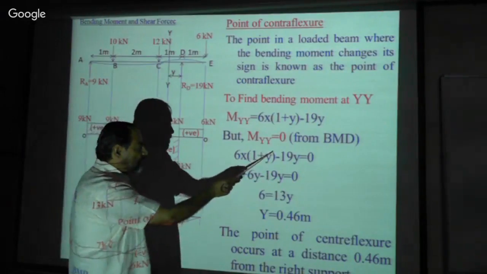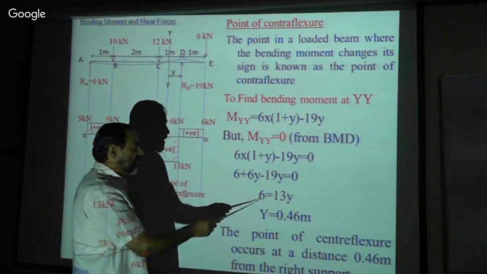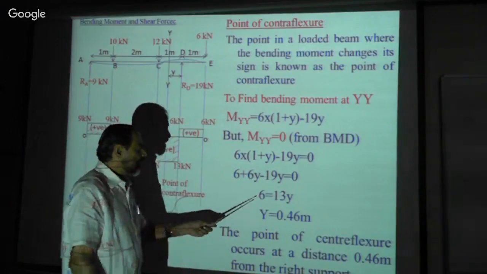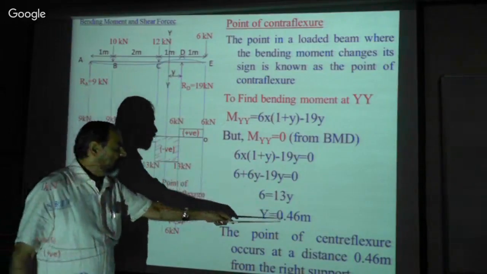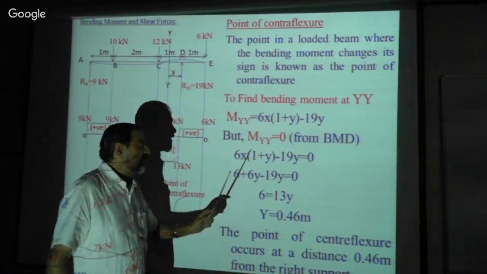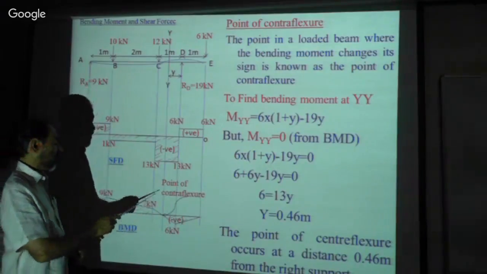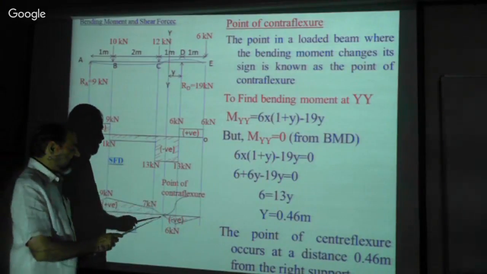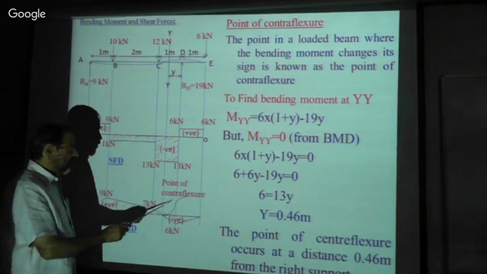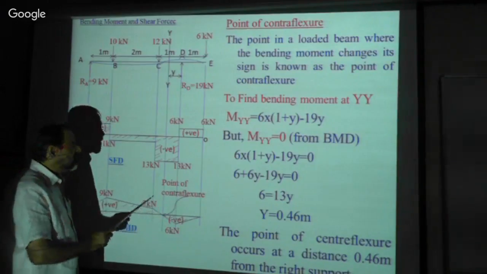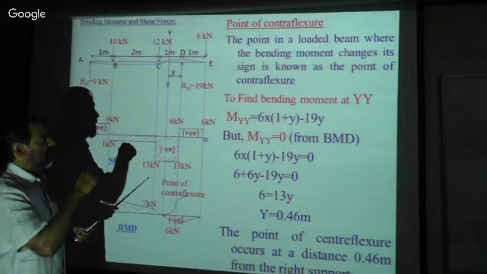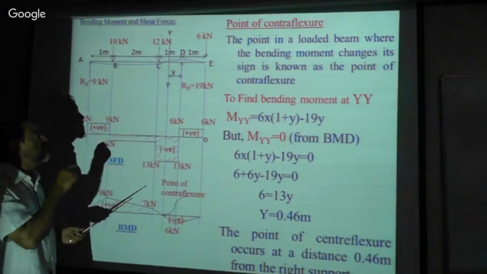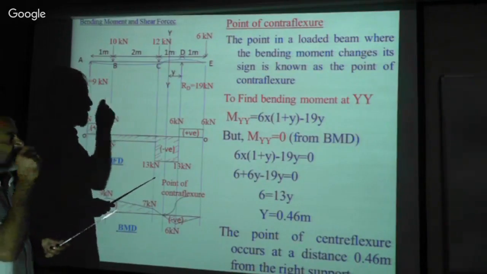When you solve this equation, we will get y, that is distance y. Now from here to here, the distance is 0.46 meters. The point of contraflexure occurs at a distance 0.46 meter from the right hand support, isn't it?